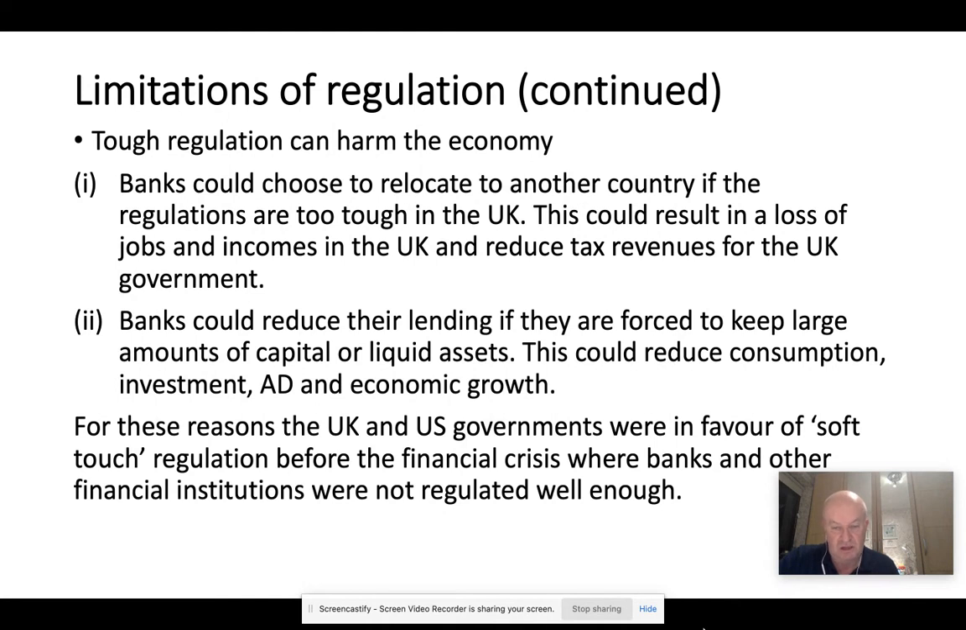So both the UK and the US governments have been in favour of this sort of soft touch regulation, where effectively, rather than being very tough in terms of regulation, it's almost, well, if you self-regulate, then hopefully that's going to allow more money to move into the market, and hopefully stimulate growth, economic growth, aggregate demand, and jobs, etc. And so overall increase in GDP.